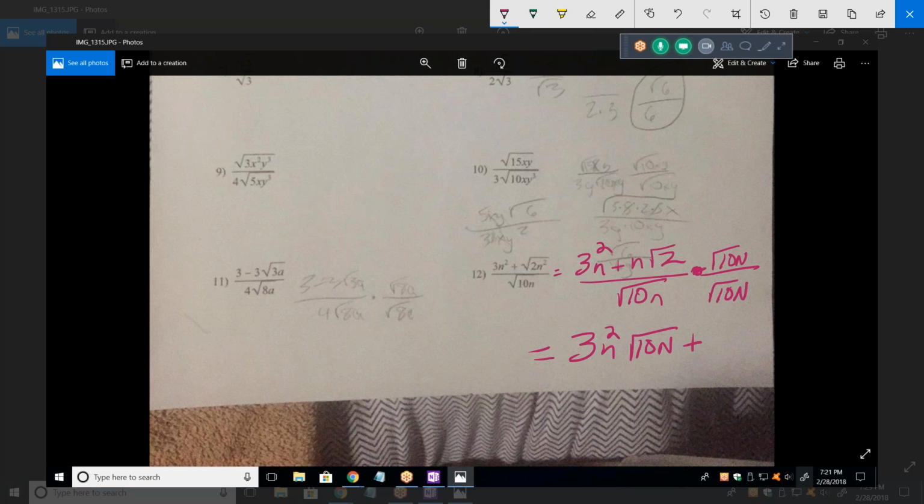Just 2. Remember, you don't have to do the whole thing at once. You can just multiply that times that and simplify it later. n square roots of 20n. Perfect. Now that does simplify, but let's not worry about it for the moment. What's the denominator? Just 10n.